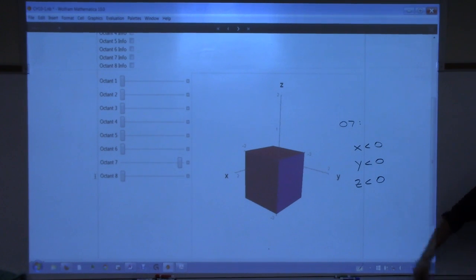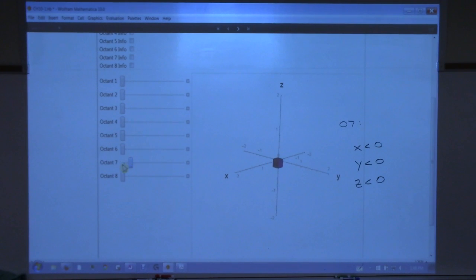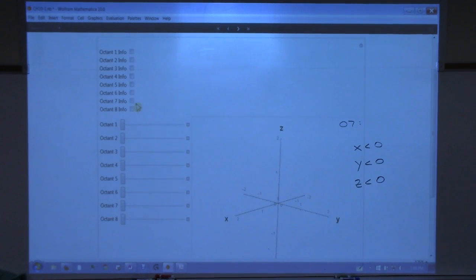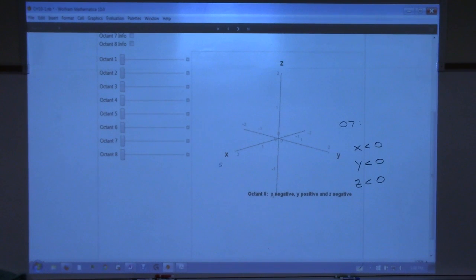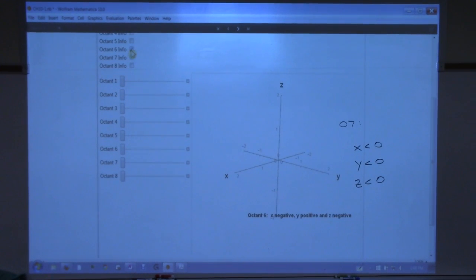You could do that for all 8, but we won't. I have it built into this thing. If you just click on info, it'll show you what the conditions are for each octant.